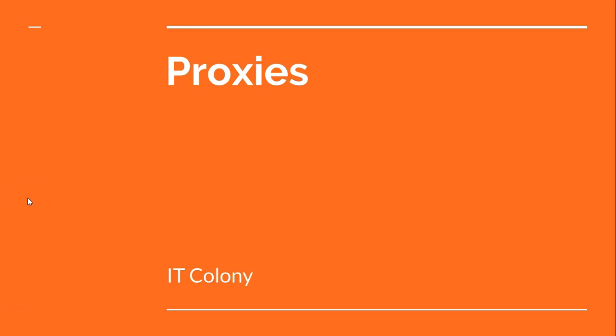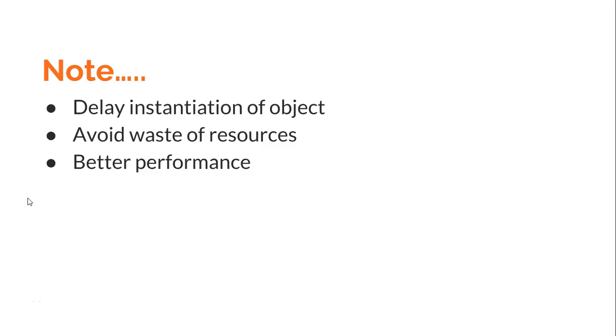In this tutorial, I'll be talking about proxies. These are the notes under proxies. Proxies are meant to delay the instantiation of an object until when the object is needed. The meaning is that if the object is not needed, the object will not be instantiated.